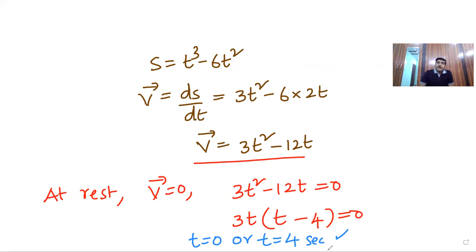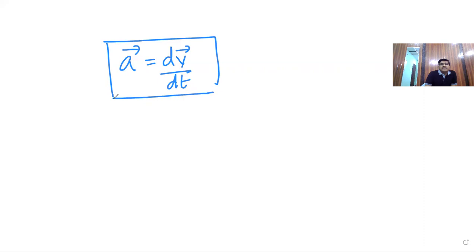Now, he requires acceleration. So acceleration A bar is simply given as dv by dt. This is the expression for acceleration calculation. Now, what was the velocity expression we got earlier? Velocity expression was 3t square minus 12t.